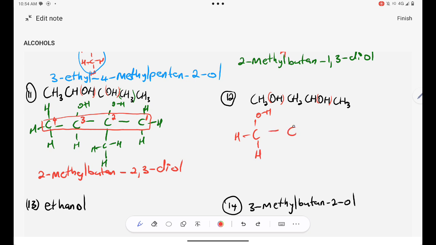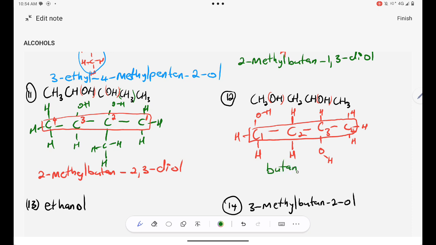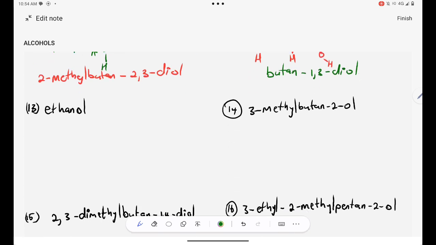And then I have CH2 like this. I have a CH with an OH, and then I have a CH3. This is my parent chain. This will be carbon number 1, 2, 3, and 4. I'm starting from the left because the terminal carbon has a functional group, right? So the IUPAC name will simply be butane-1,3-diol, since I have two alcohols.